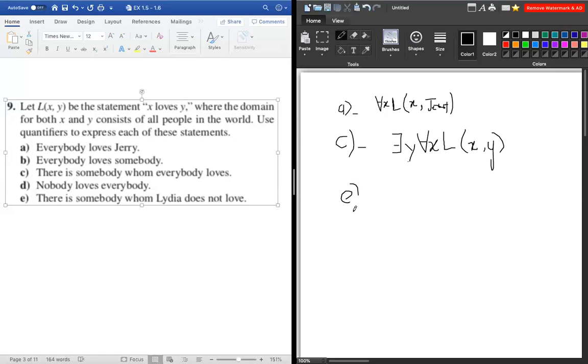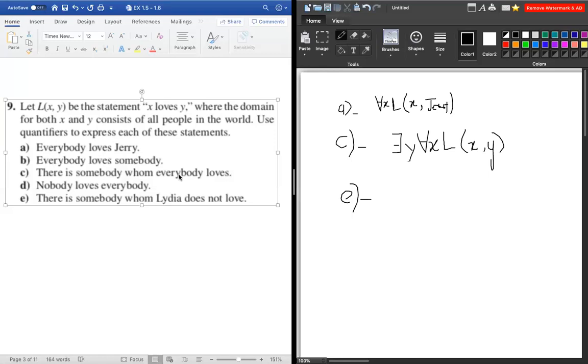Part E. Miss, why didn't you use X for the existential part? Why didn't I use existential for X? Because here it says everybody, right? Everybody includes everyone. It doesn't include only one person, or two. It includes everyone. Oh, okay, whom everybody loves. So that's why.